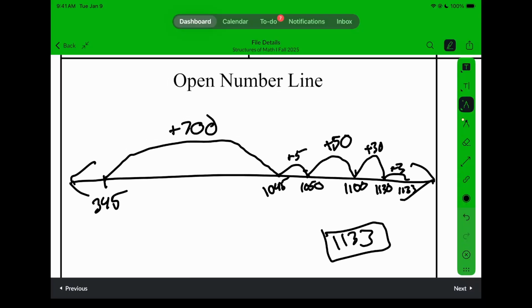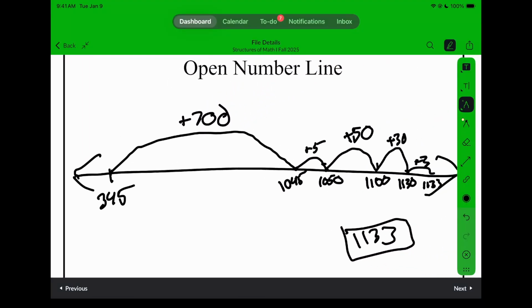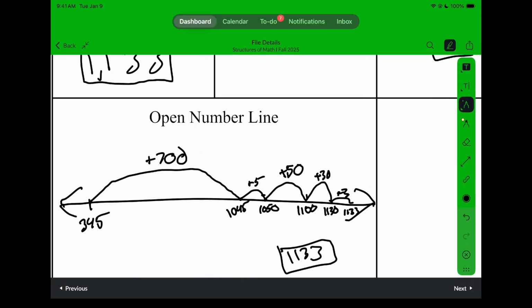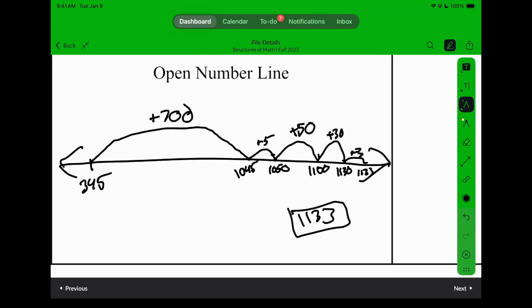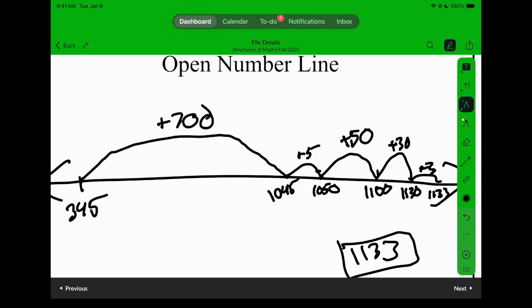So the big takeaway for addition over number line, write down the first, so the two numbers, your two endpoints are going to be the first number and the sum. That second number in your addition problem are these numbers combined. Because remember, all these combined, 700, 50 plus 30 is 80, 5 plus 3 is 8, 788.